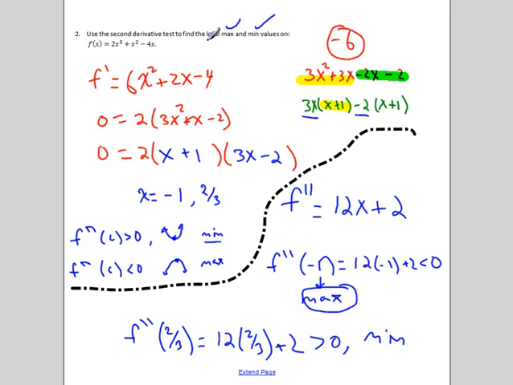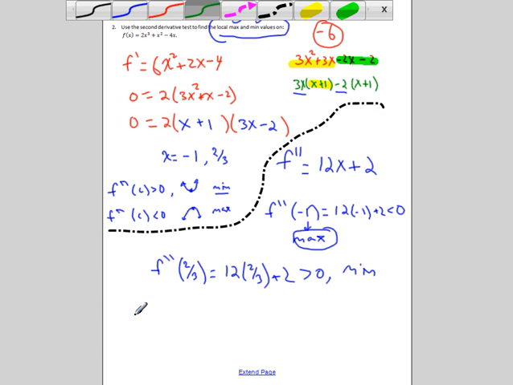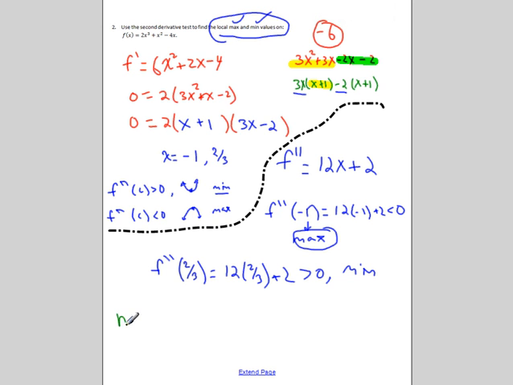Now, while it says find the local max and min values, we're just finding the x values here. So what we'll say is there's a max at x equals -1 and a min at x equals 2/3.